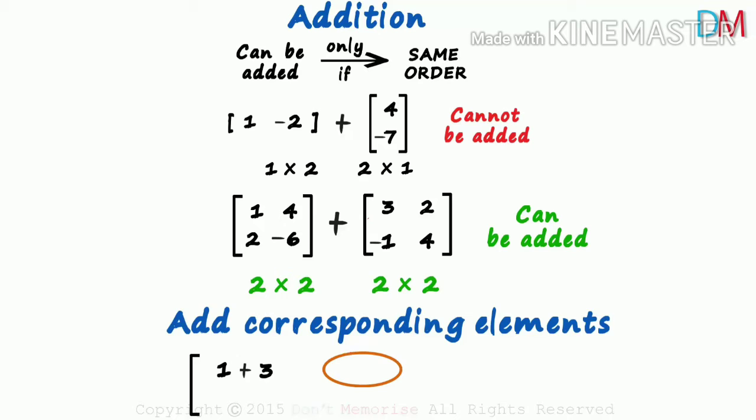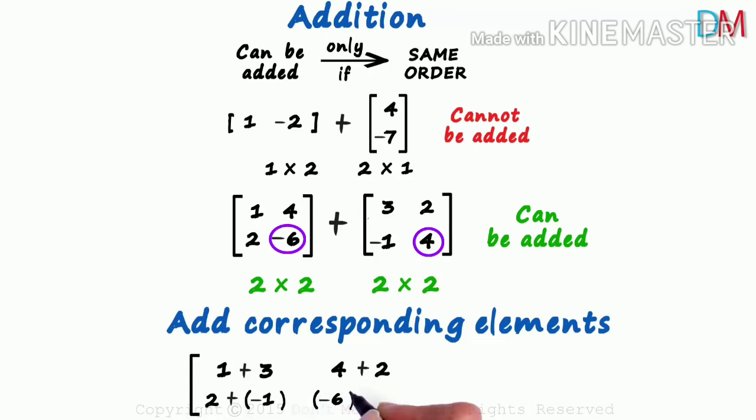What will be the 1/2th element? To get the element here, we add the 1/2th elements of the individual matrices. That will be 4 plus 2. In this position, we will add these two elements, 2 plus -1. And in this position, we will add these two elements, the 2/2th elements, -6 plus 4. We have just added the corresponding elements here.